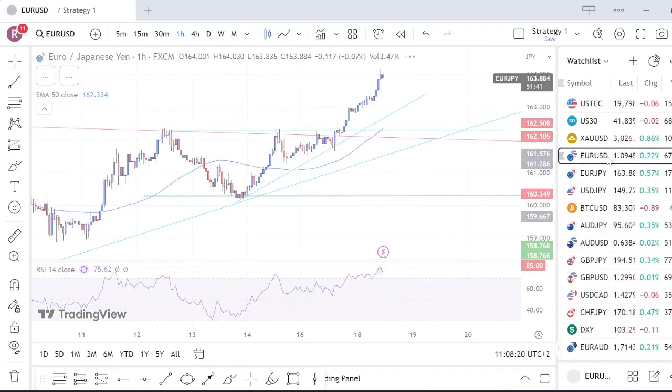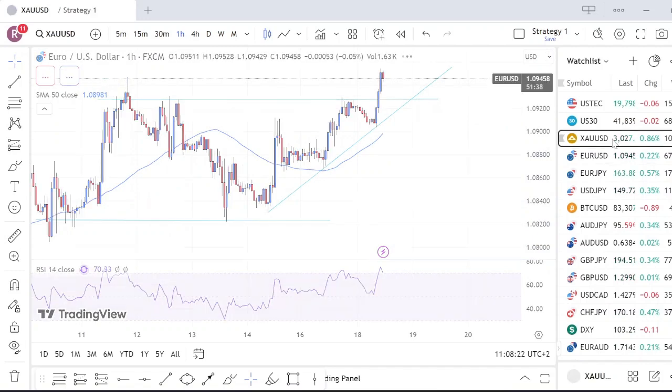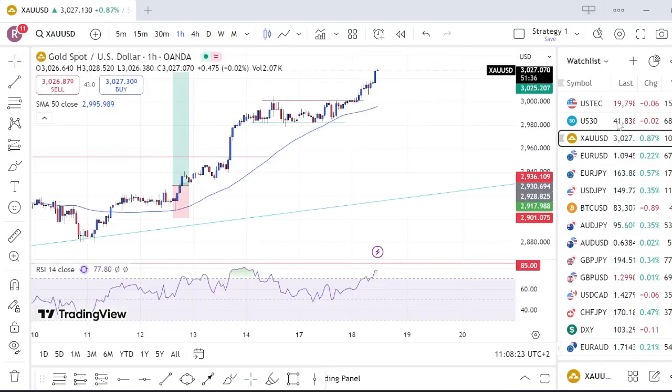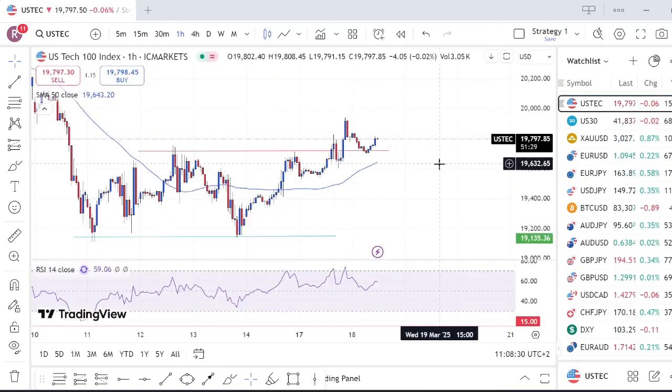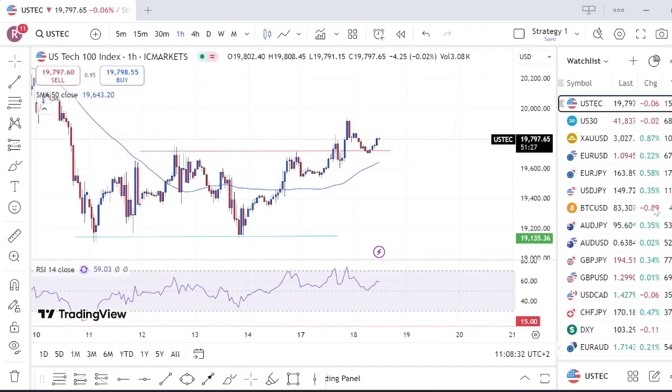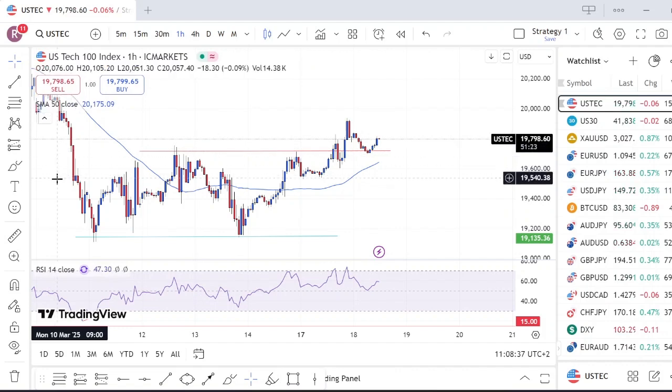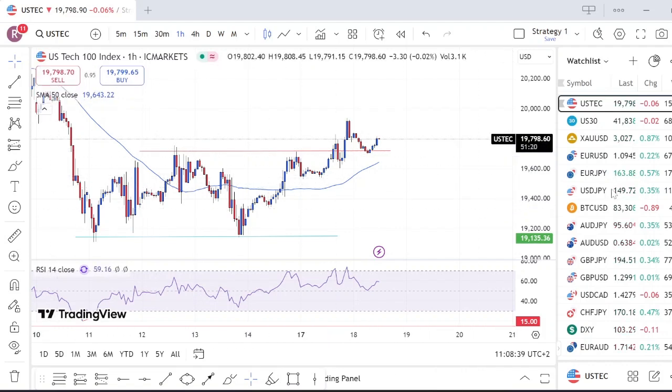Bullish on Euro JPY, bullish on Euro USD. I'm not even looking at gold because you're just killing me. Bullish on US 30, and bullish on NAS 100. So bullish, bullish, bullish. Looking forward to this day. We're going to get some prime opportunities this week. I cannot wait. So yeah, that is the analysis for the week ahead.